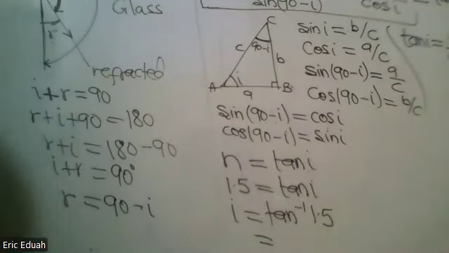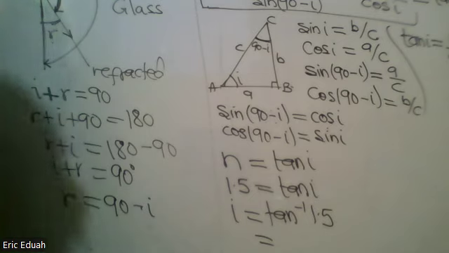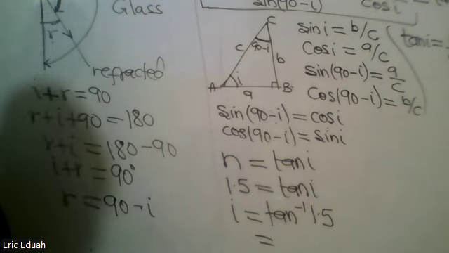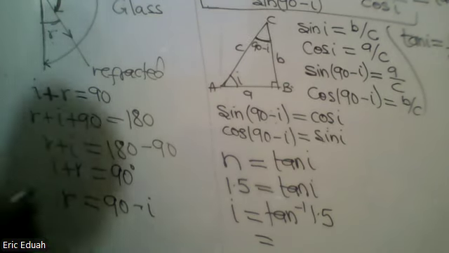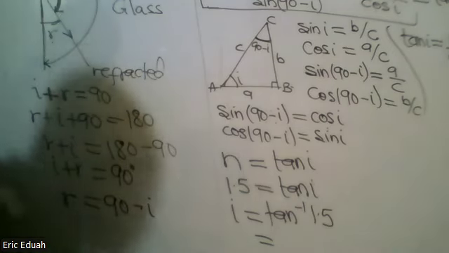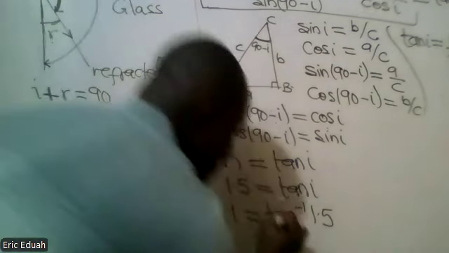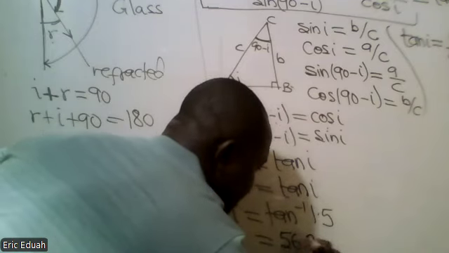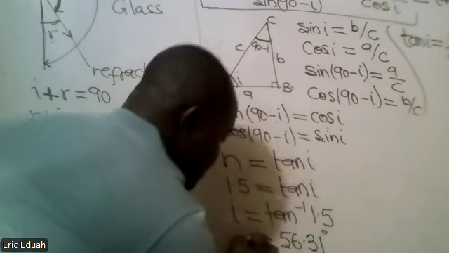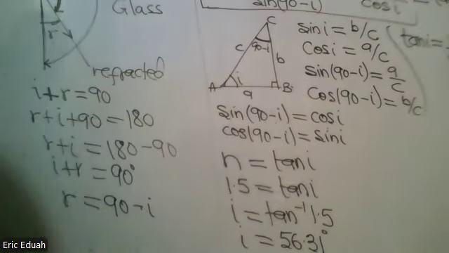And what is the tan inverse of 1.5? What is the tan inverse of 1.5? 56.31, to 2 decimal places. Yes, 56.31. That's the answer to the question.